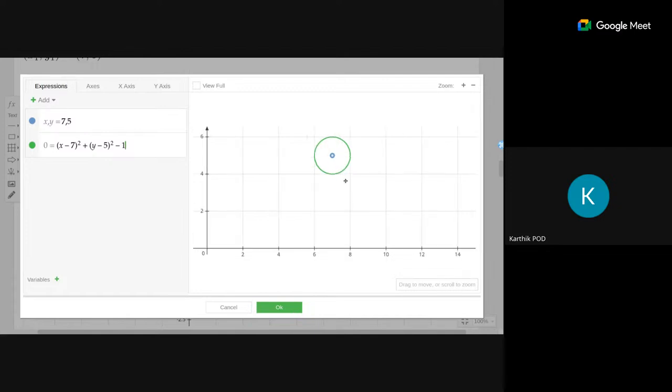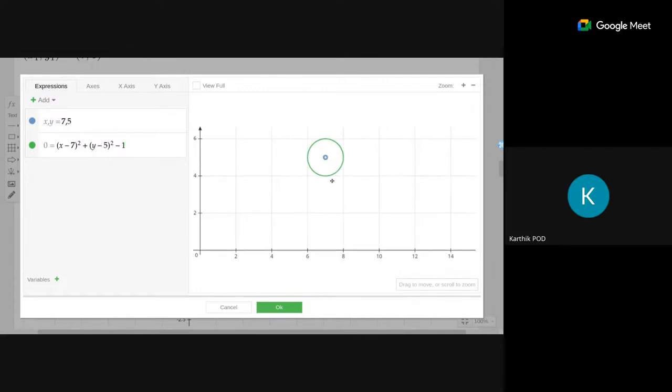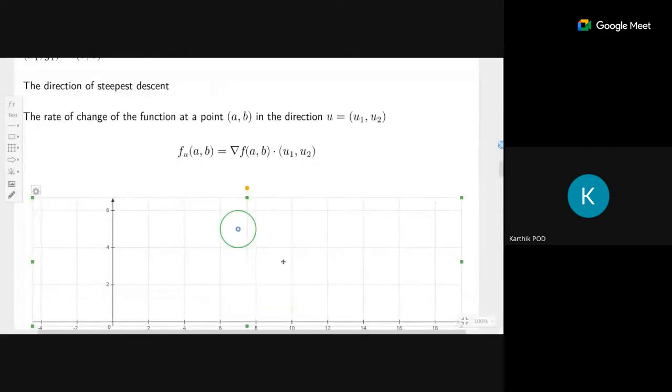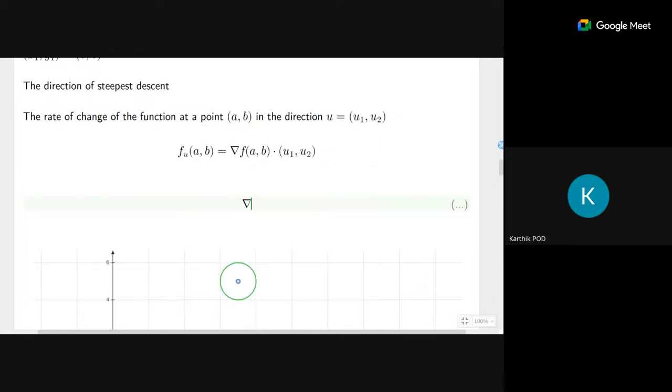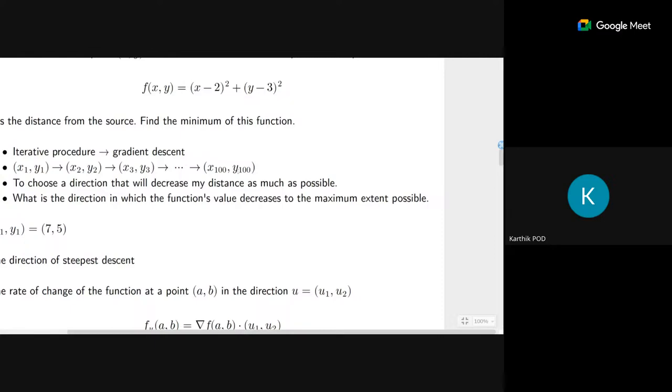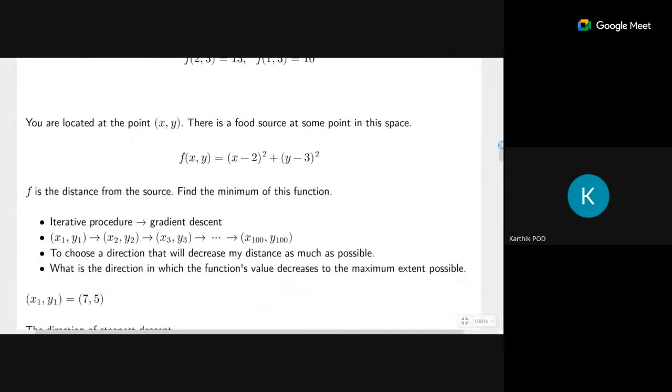Okay, so I am at the point 7,5 and I'm looking at all possible directions from the point 7,5. So far we have this, right? So 7,5 is this point. And we are looking at all possible directions of movement. Now let's plot the gradient. What is the gradient at 7,5 for this function (x minus 2) whole square plus (y minus 3) whole square?